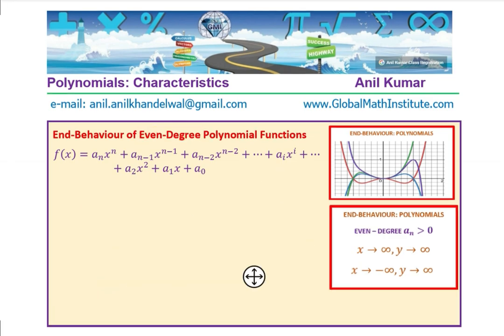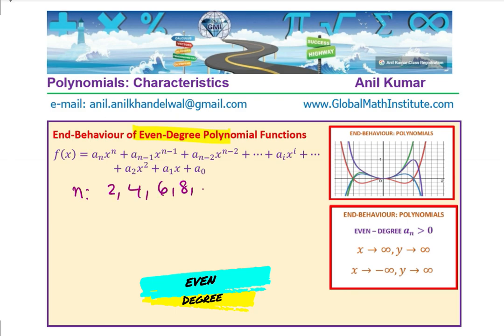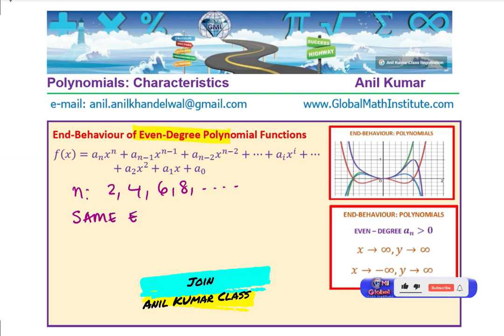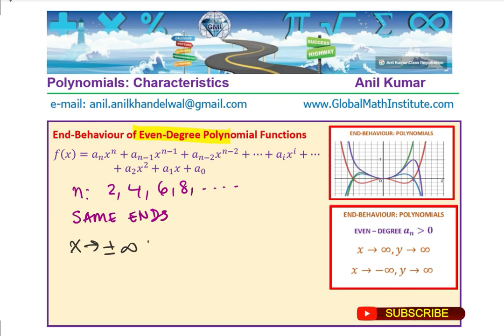Now let's look into the graphs of functions when the leading coefficient could be positive or negative, but it is an even degree polynomial. So we're talking about even degree polynomial. That means the value of n could be what? It could be 2, 4, 6, 8, and so on. Even degree, right? So in even degree polynomial, same ends. You get the idea. That means the condition could be that if x approaches positive or negative infinity, y approaches the same value.